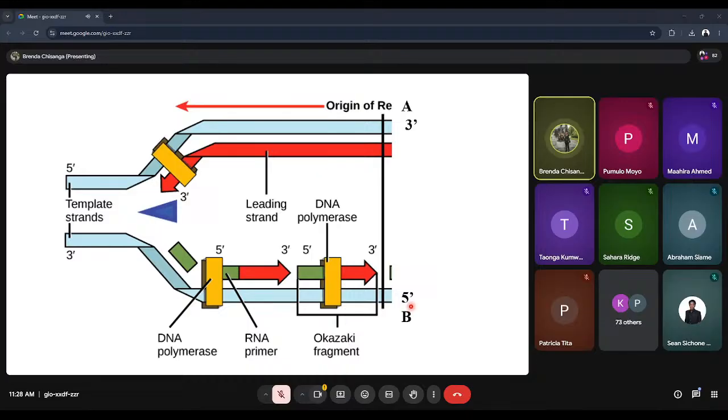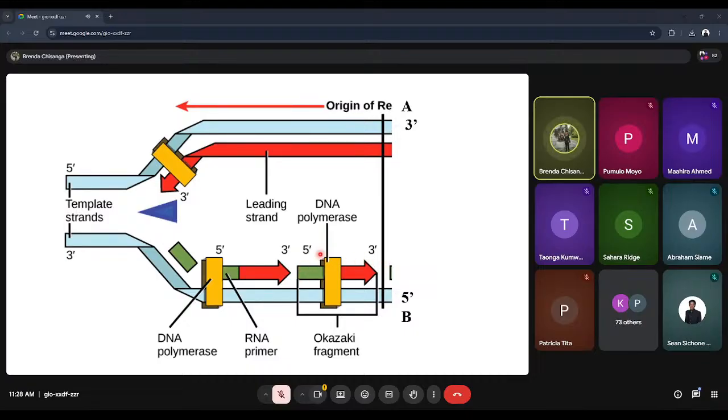It's a 5' end, meaning that I can't have 5' and 5'. DNA must always be antiparallel. So if this is a 5' end, this must be a 3' end. So synthesis can only start from this junction, 5' to 3'.